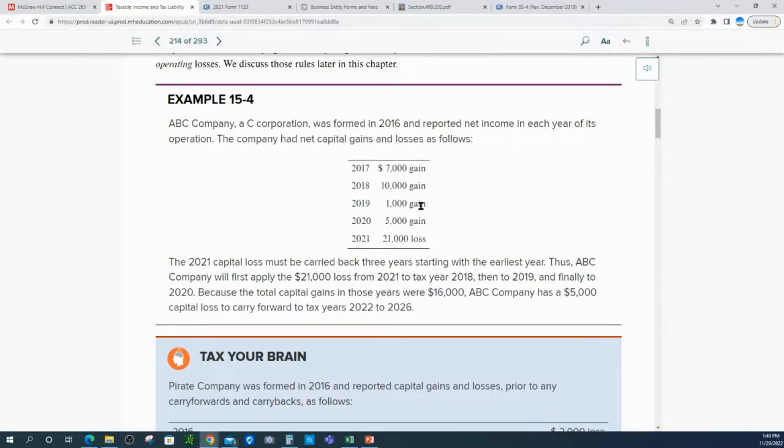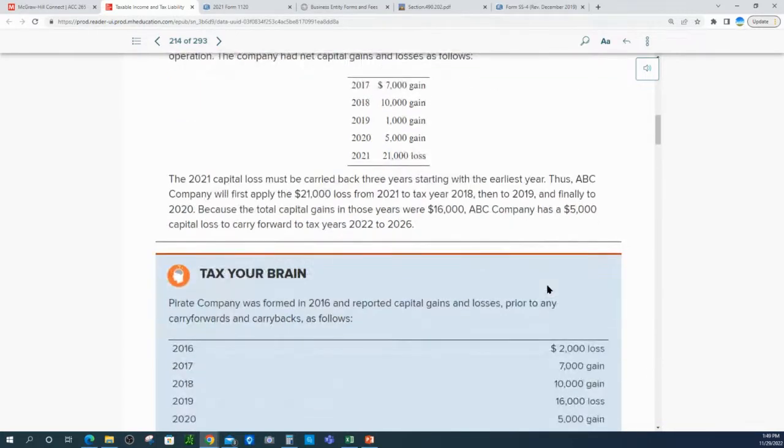And then we'll amend the 2019 tax return, and we'll offset the $1,000 gain in that year. So now we're down to $10,000 left of our $21,000. And then we'll amend our 2020 tax return and we'll offset that $5,000 gain.